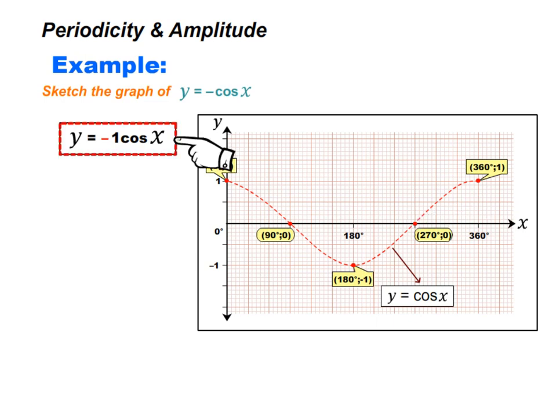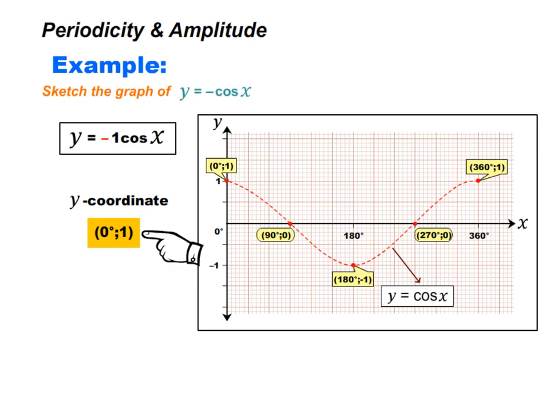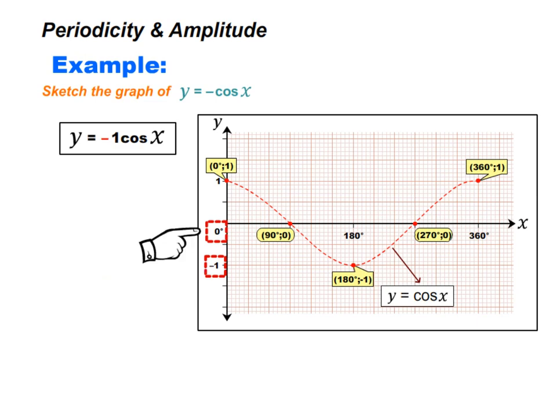Look at this equation. You will see that we need to change the sign of each y coordinate. 0 degrees and 1 will become 0 degrees and minus 1. Basically, we need to multiply the y coordinate by negative 1. The x coordinate stays the same. We are only changing the sign of the y coordinate. On our graph, let us plot the point 0 degrees and minus 1. It is here.